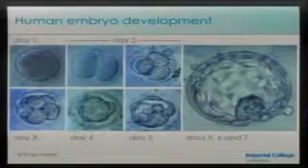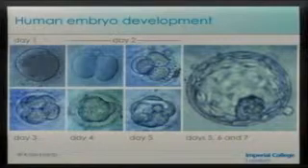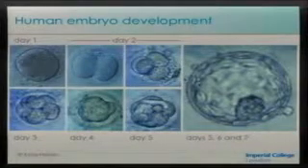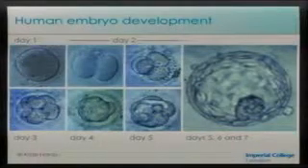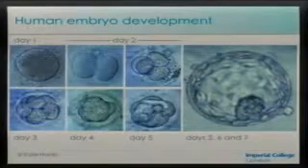Human embryo development is very similar to mouse, so you have the cleavage, compaction, and blastocyst formation. It takes about 2 days longer. So in the mouse, development takes about 3 days, and in the human, 5 or 6 days to the blastocyst stage.